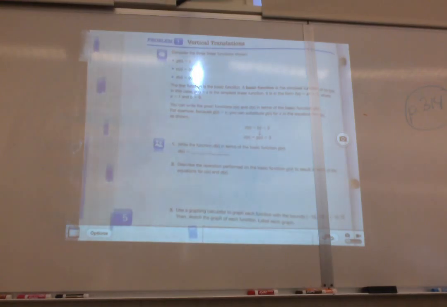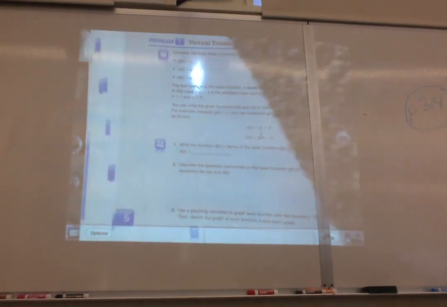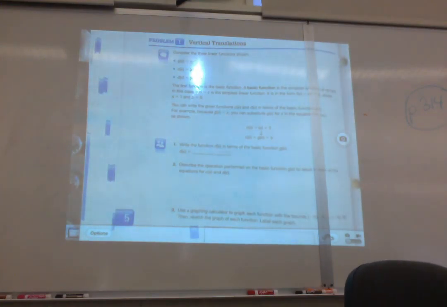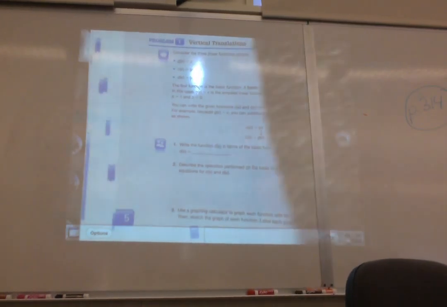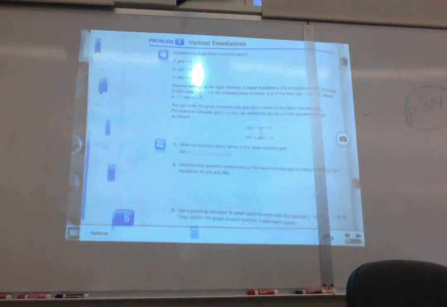Vertical translation. Wow, how do you like the sound of that? Hey, what does vertical mean? Up and down. Up and down. Okay. And what does translate mean? All around. That would be nice because that rhymes, but what does translate mean?